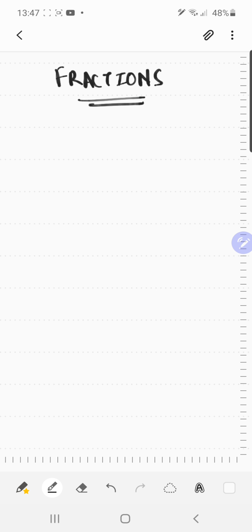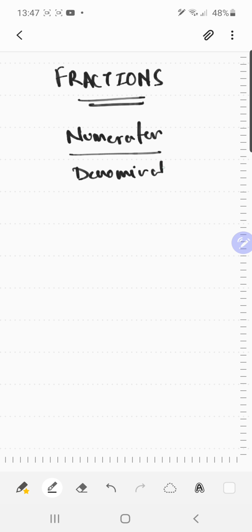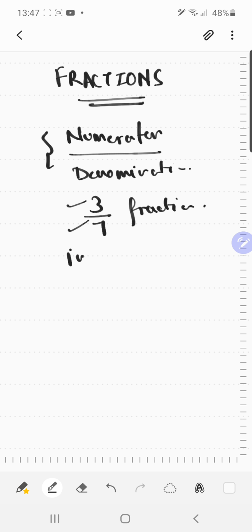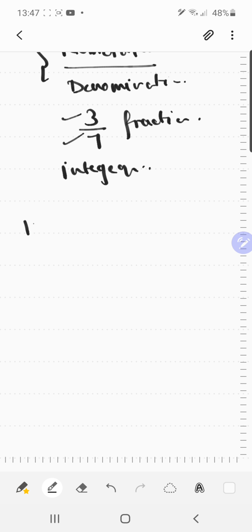Now fractions, as we know, what do you mean by fraction? A fraction has a numerator and a denominator. That is called a fraction. If I write 3 upon 7, that's a fraction. And the numerator and denominator should be integers. Now how will we classify different types of fractions?